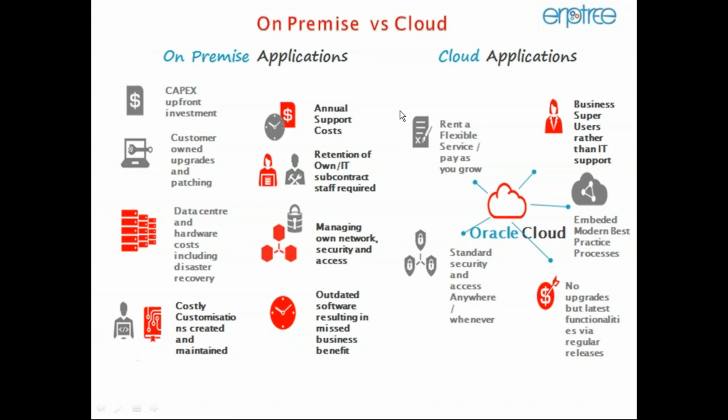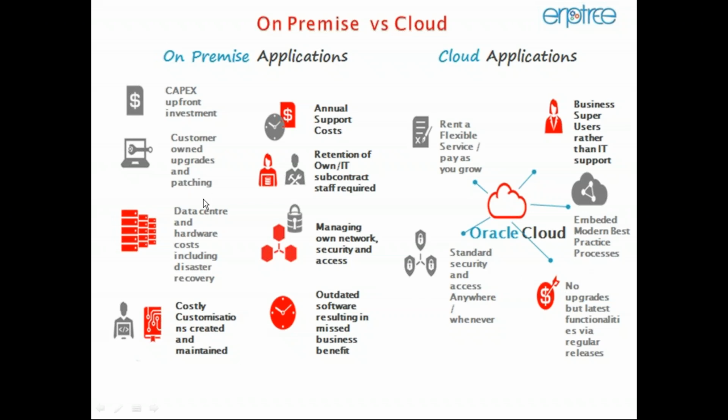But if it is cloud applications, no upgrades but latest functionality via regular releases. Whenever Oracle comes with a new release, automatically your environment will be upgraded. But in case of on-premise, you have to take the decision when you want to upgrade. Even if you take the decision, you have to follow the standard process to upgrade to the latest version. But here, automatically Oracle will take care of everything.